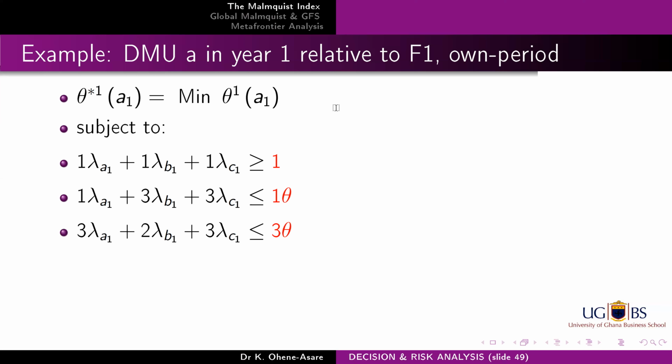Thank you, Doc. So that's it. This is exactly what you said. But you've missed one more thing. Would you want to add it? The non-negativity constraint. So that would be lambda A1 comma lambda B1 comma lambda C1 greater than or equal to 0. All right. Okay. Thank you.